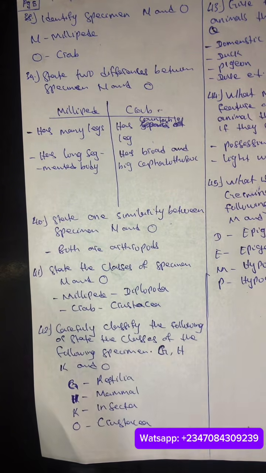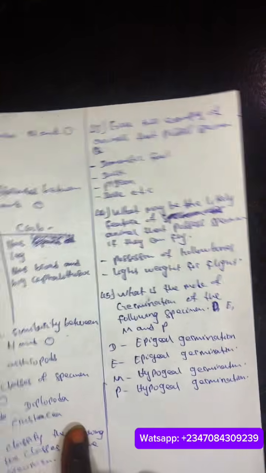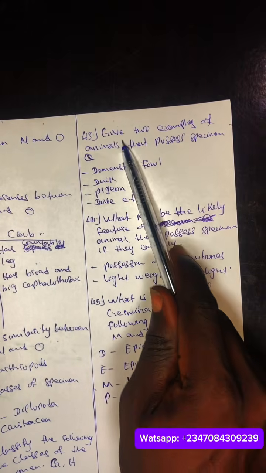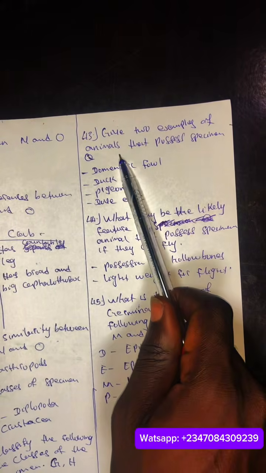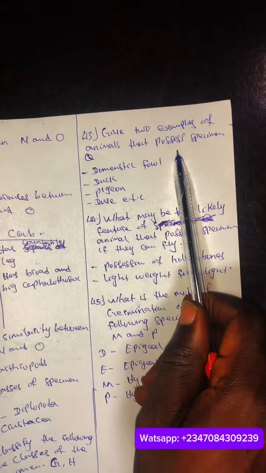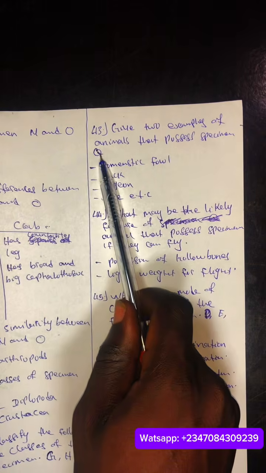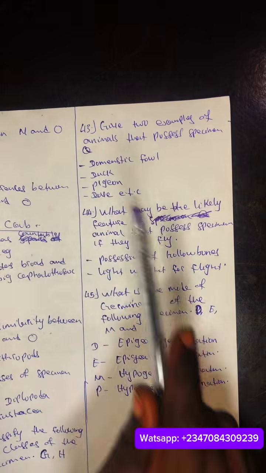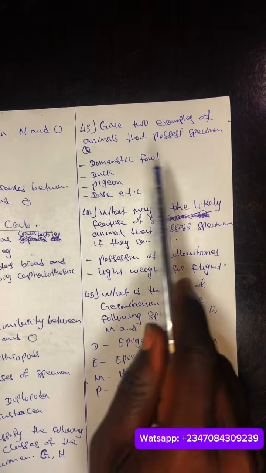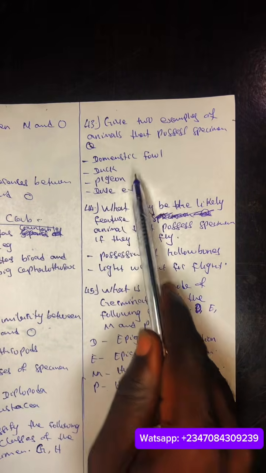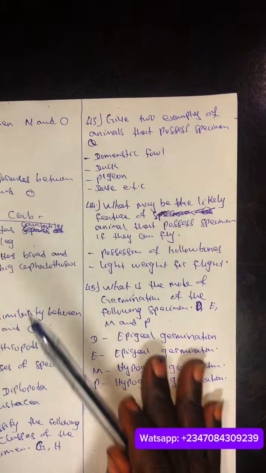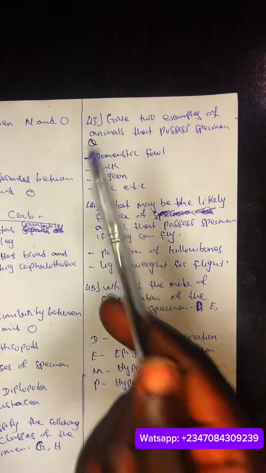You can pause the video to take it again. Now let's go to the last part, question number 43. Give two examples of animals that possess specimen Q. Examples of animals that possess specimen Q: domestic fowl, duck, pigeon, dove. I put etc. You might be asked to list more than that or less than this.